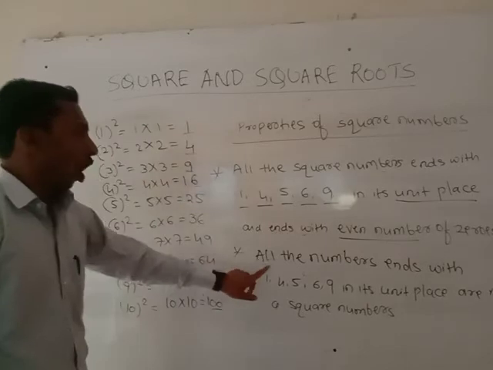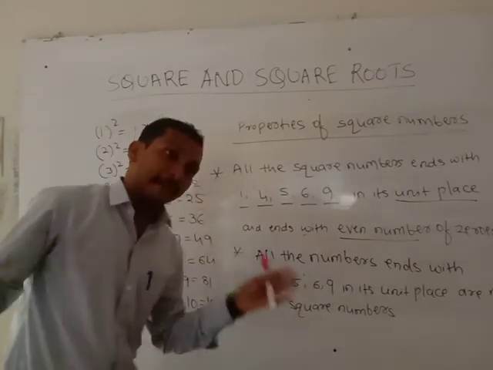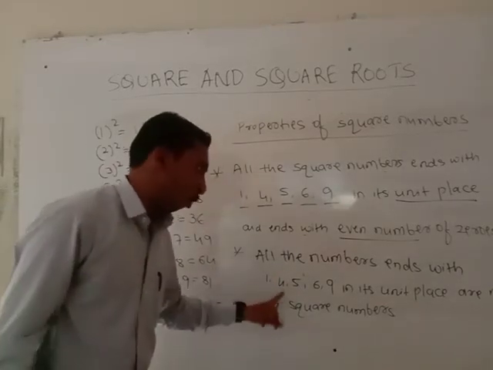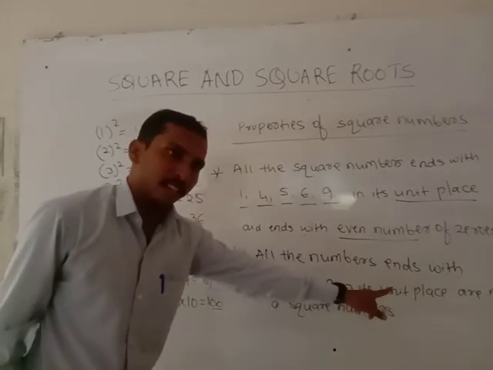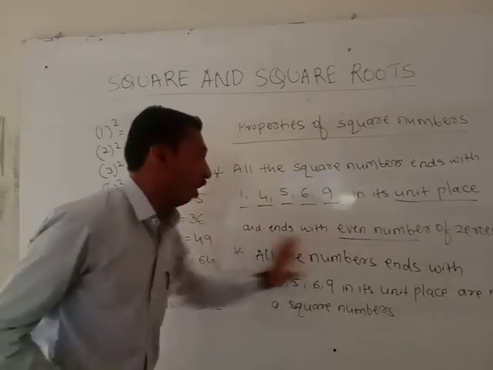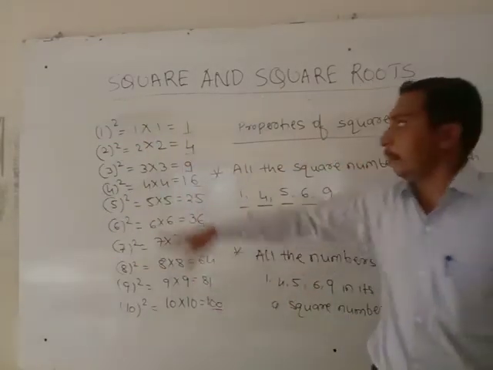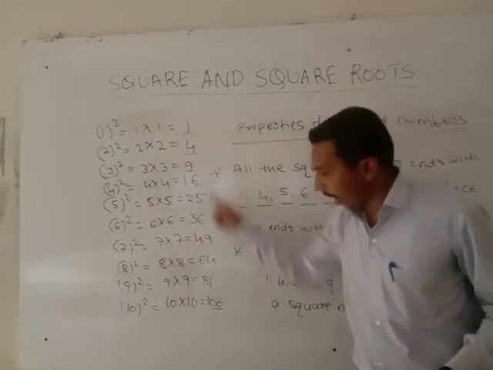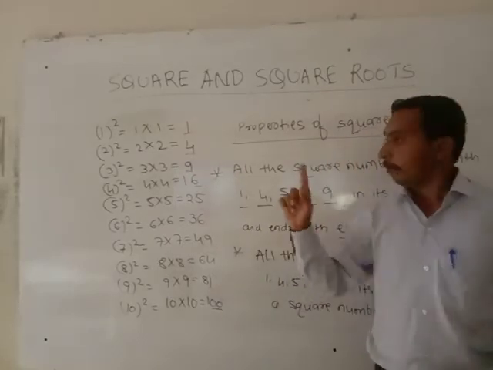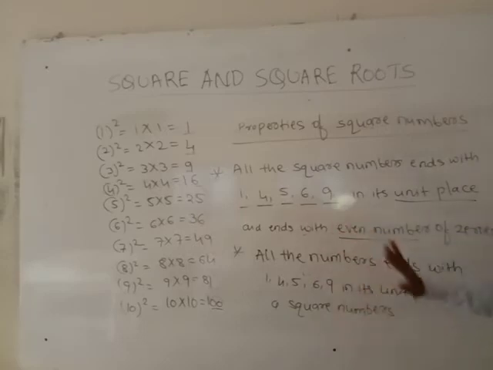Think here. Any number, if it has 1, 4, 5, 6, 9 in its unit place, do you think it is a perfect square? No, I am not talking about all the numbers. What I am telling you is that whatever the square numbers are, only these square numbers end with 1, 4, 5, 6, 9, not all the numbers. Understood? So after this, these 2 points are very much important.